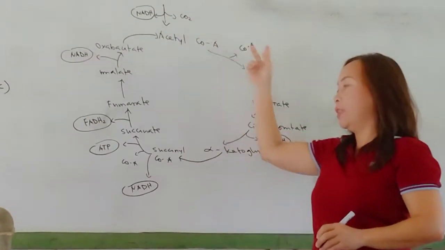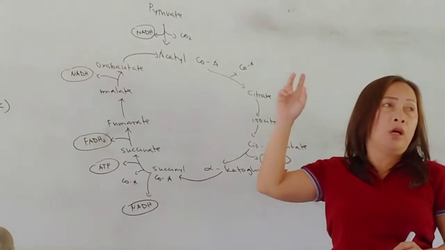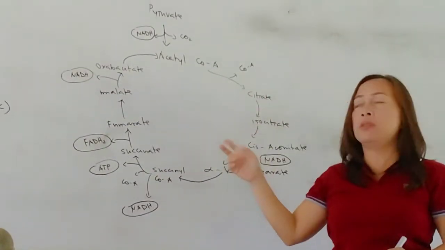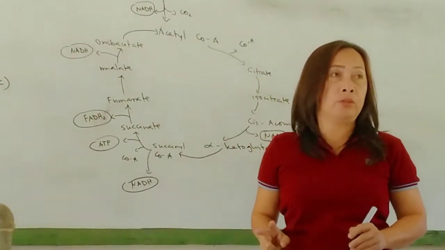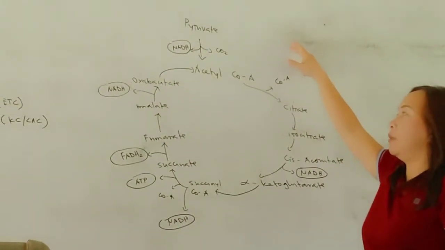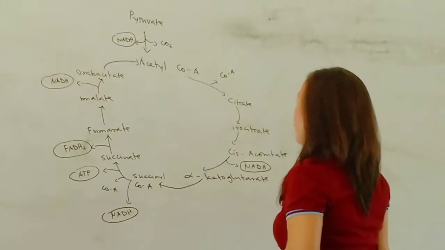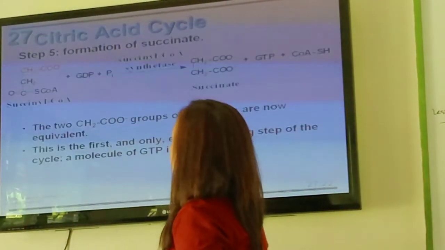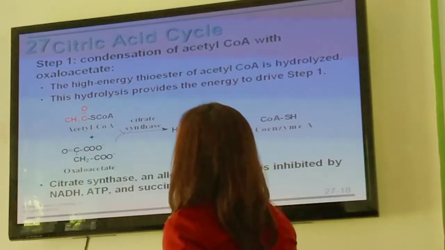The products out of this pyruvate molecule breakdown will be multiplied by 2 since there are 2 pyruvate molecules. Okay? So the pyruvate enters into the matrix, and of course, that will be acted upon by CoA, coenzyme A. So we have this, step 1, condensation of acetyl-CoA with oxaloacetate.